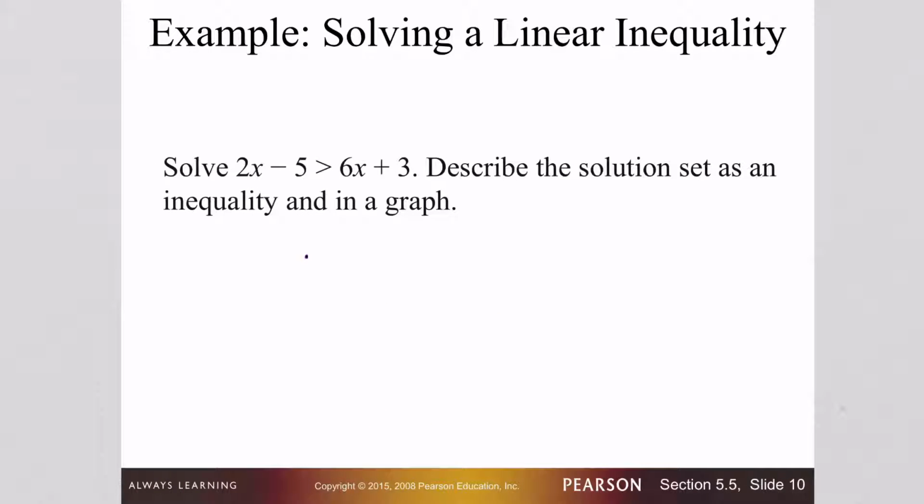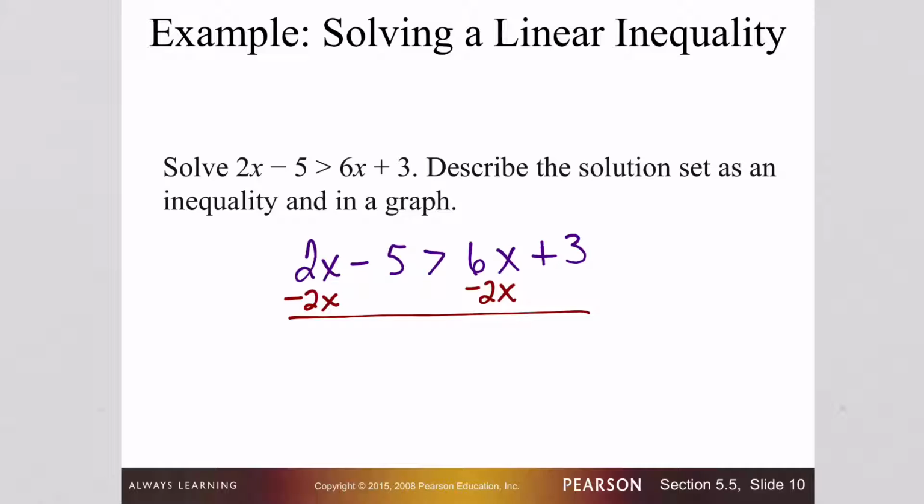Okay, with this problem right here, 2x minus 5 is greater than 6x plus 3. I've been teaching you all along that we need to get our variables on the same side. So I'm going to start by subtracting 2x from both sides. Notice how I put the like terms underneath each other. 2x minus 2x is 0. What's left on the left-hand side is -5 is greater than 6x minus 2x, which is 4x.